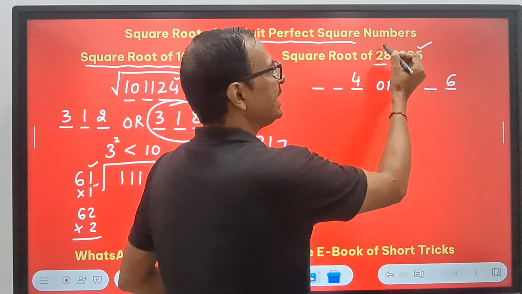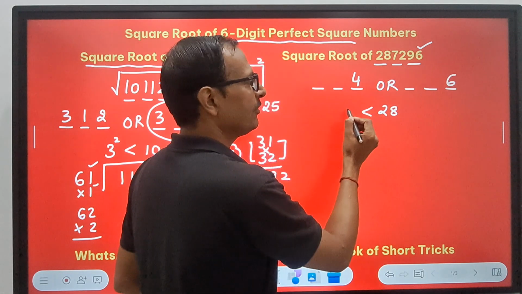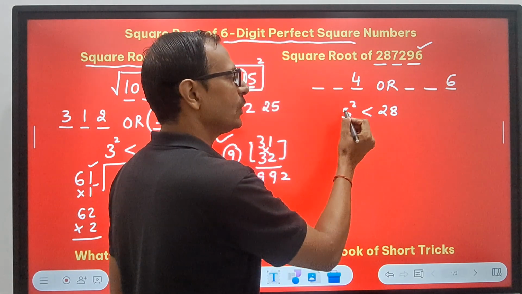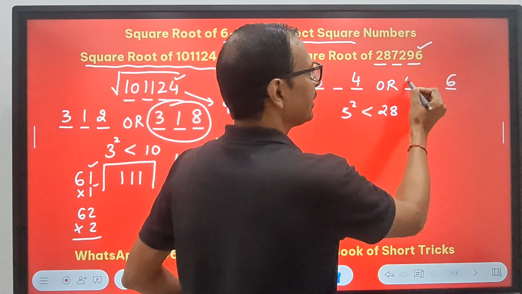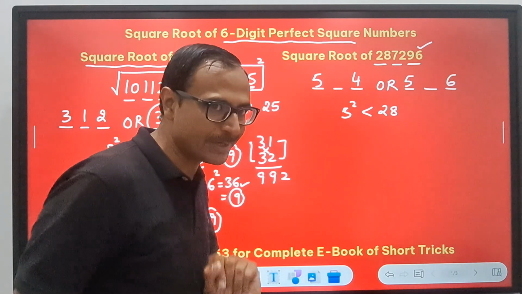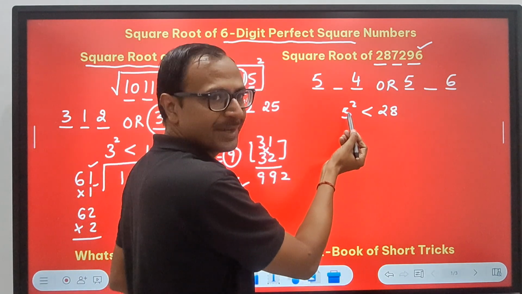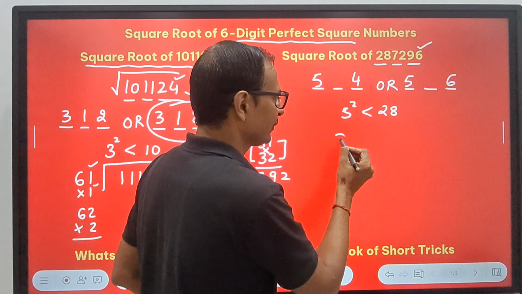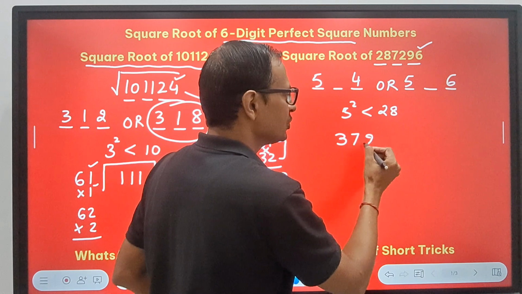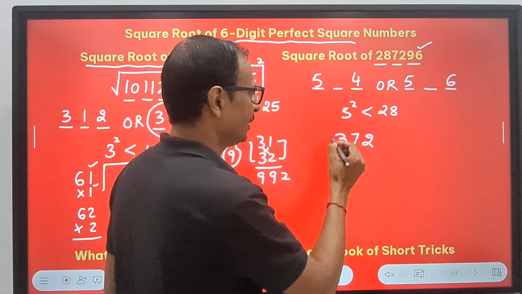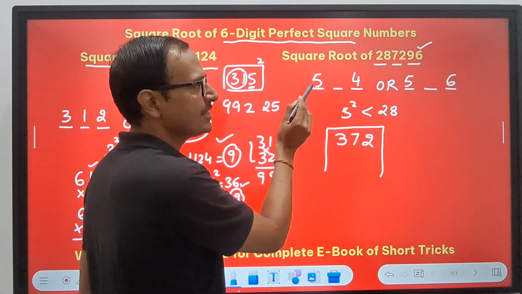Now the first pair, 28. Close to 28 you have which square? 5 square. 5 square is 25. So 5 becomes the first digit here and here. Now the important step. 28 minus 25 is 3, right? And the second doublet is 72. So it becomes 372.